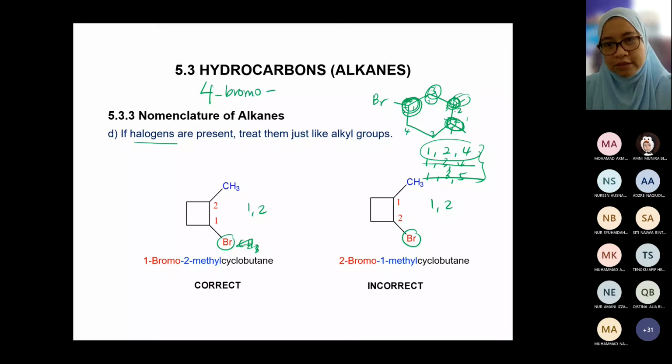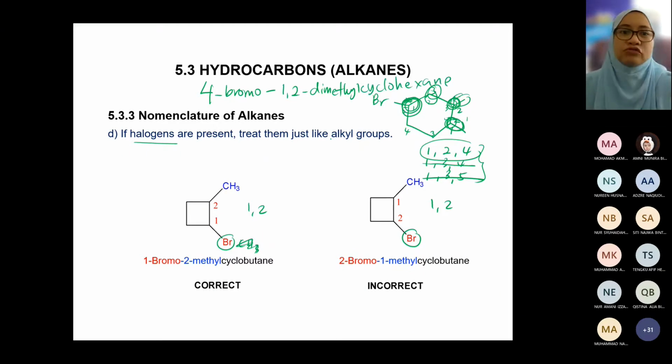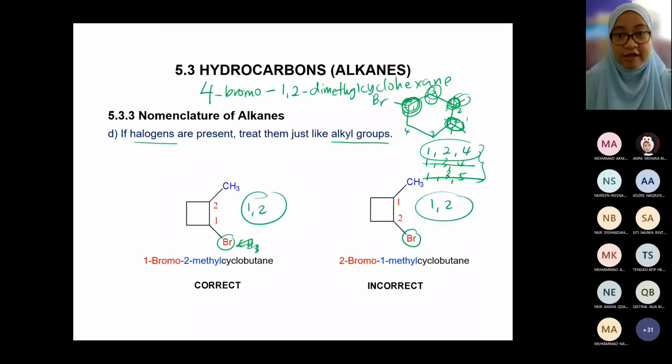And then we have carbon number 1 and 2, 1, 2, dimethyl, right? What cyclo is this? Cyclohexane. That means if halogens are present, treat them just like alkyl groups. So the same as how we treat the others. We don't prioritise it unless when it comes to this situation where we have the same location of the substituents, then we go for alphabetical order. Okay?